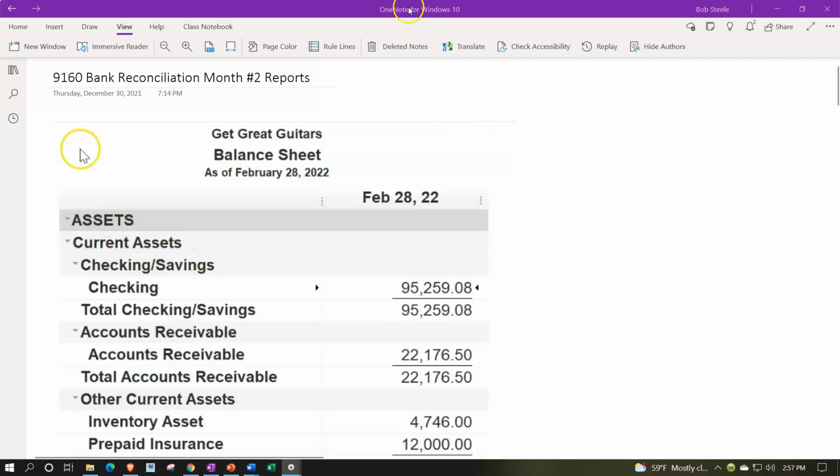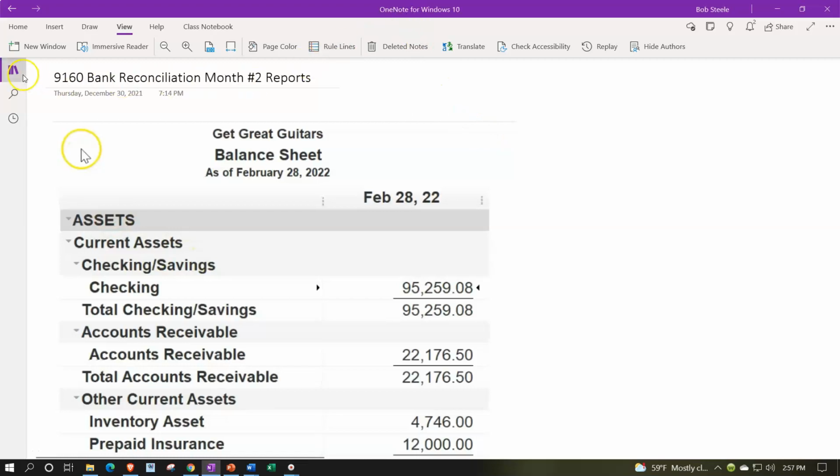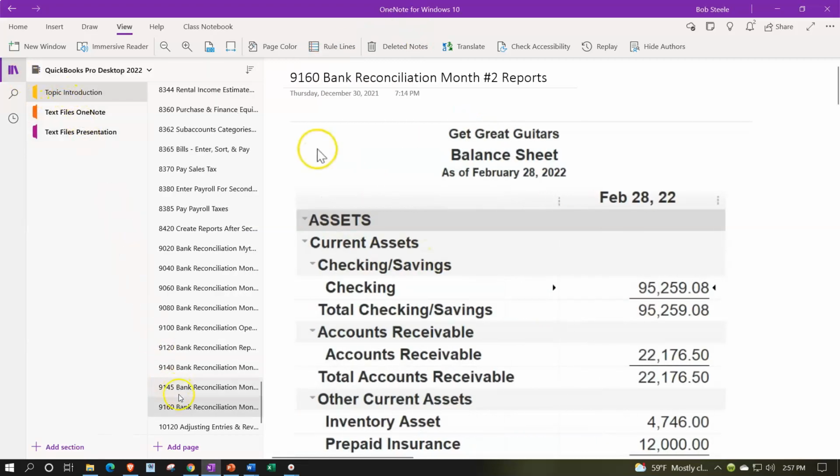If you have access to OneNote and would like to follow along, use the icon on the left-hand side, topic introductions, 9160, bank reconciliation, month number 2 reports tab. Also take a look at the immersive reader tool, topic introductions in the text area with the same name, same number, but with transcripts. Transcripts can be translated into multiple languages and either listened to or read in them. Same name and number as presentations as well.